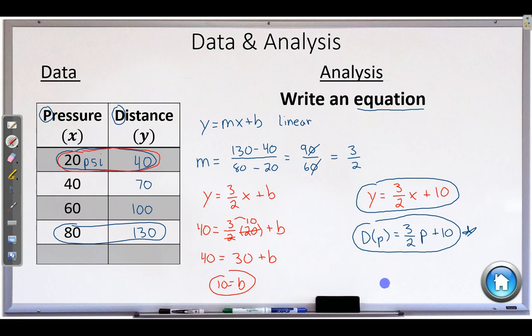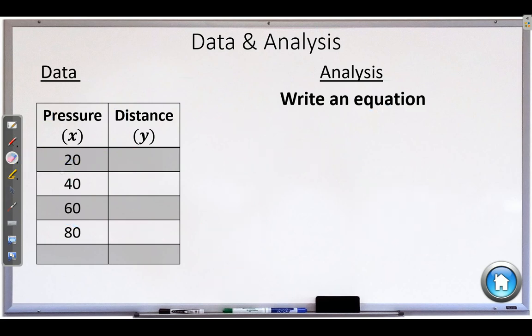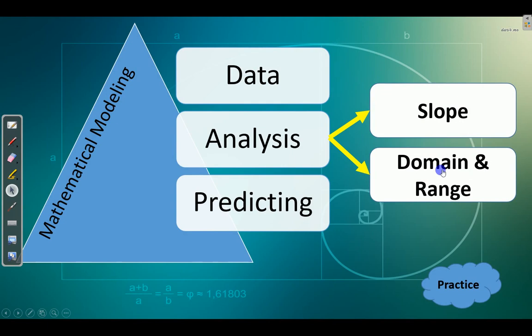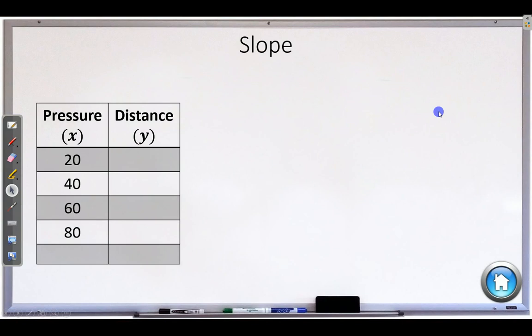Alright, so that starts our analysis, but with this we're going to take a look at something a little bit different in terms of our analysis. We're going to take a look at the slope and the domain a little bit closer and analyze what they mean. So first, our slope. So remember, our equation here is d of p is equal to 3/2 times pressure plus 10. So what does the slope right here actually mean?